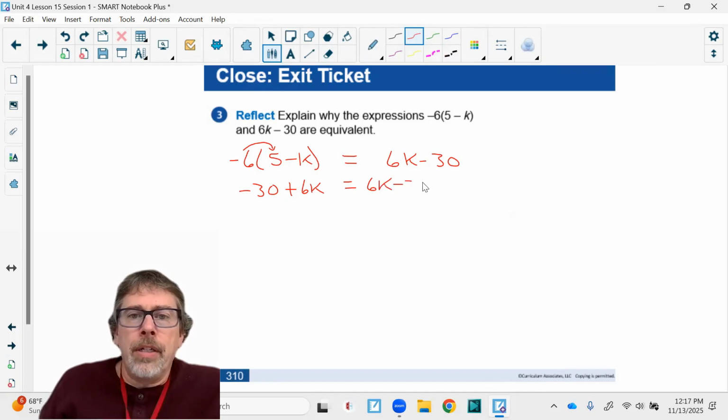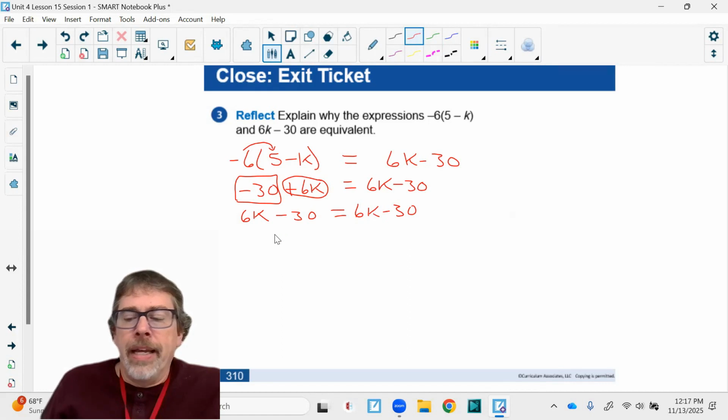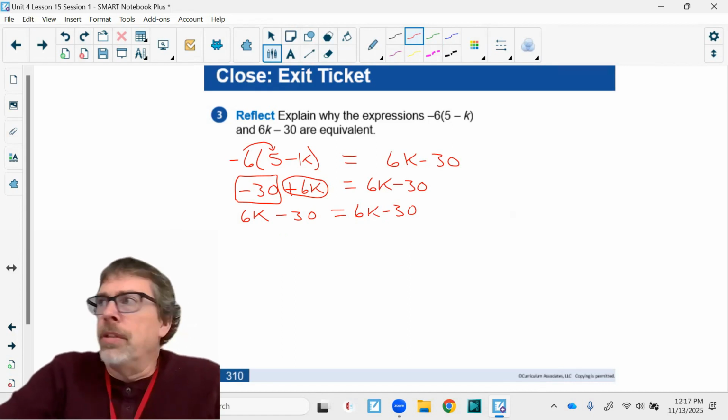Negative 30 plus 6k. Well, notice the 6k's last here. I can rewrite this. This is a positive 6k, so I can put the 6k first. And this is a minus 30, so I can put minus 30 second. And when I rearrange them and put them in that order, they are equivalent. And that's the end of session 1.